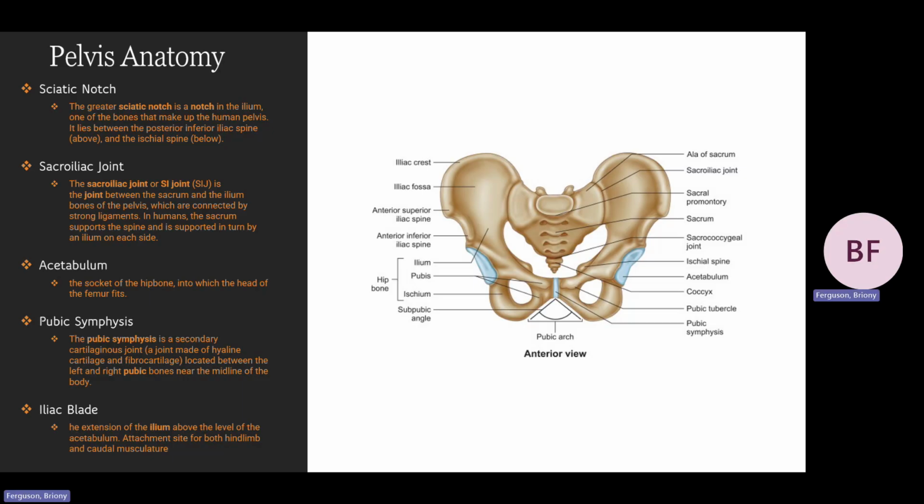We can also see some changes in the sciatic notch and the sacroiliac joint, as well as the pubic symphysis and the iliac blade as primates become more bipedal. The pubic symphysis becomes wider, the iliac blade becomes wider and shorter rather than being tall. It's also not quite as sharp as it is in earlier primates.